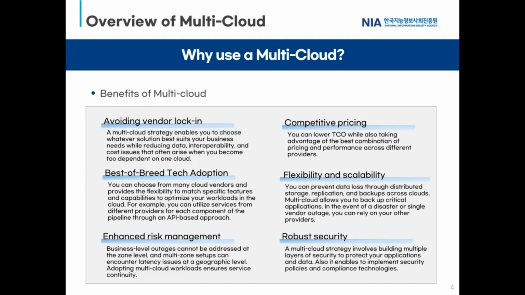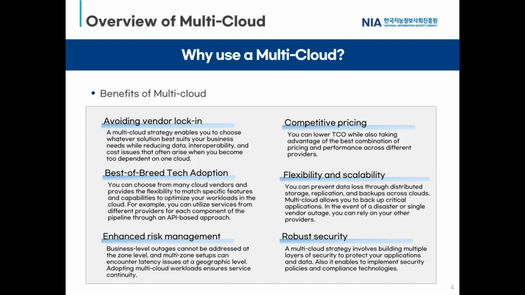Next, competitive pricing. You can compare prices of various services provided by different cloud vendors and make cost-efficient selections. Then, best-of-breed technology adoption. Each cloud has its own strengths and specialized features, so you can use them all. For instance, one cloud provider might excel in offering diverse computing power, while another might specialize in data analysis and AI services. You can segregate these features and offer integrated services.